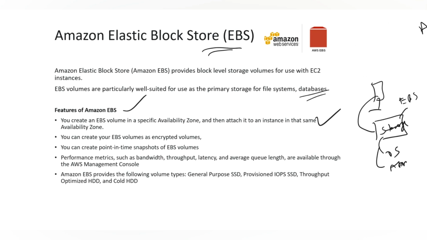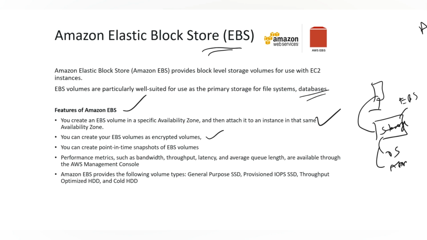Coming to the second feature, you can create your EBS volume as an encrypted volume. You can encrypt your EBS volume so that if the disk gets compromised, nobody will be able to decrypt or read the data. By default, when you create any EBS volume, it is not encrypted. You have to choose the encryption, so it is on demand.